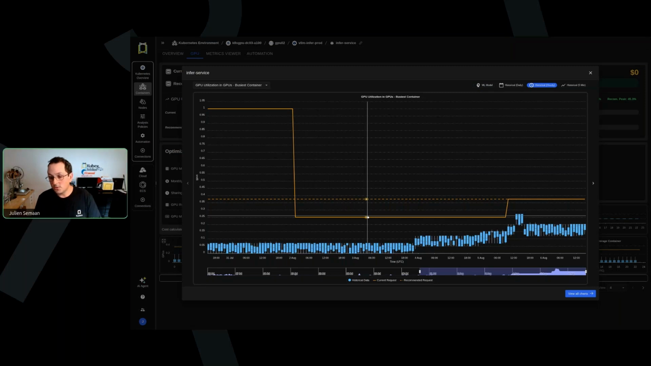But that's where the control loop starts being very important, where we're monitoring continuously the resource usage of the GPU to make sure that we have a representative fraction of the resources being used.